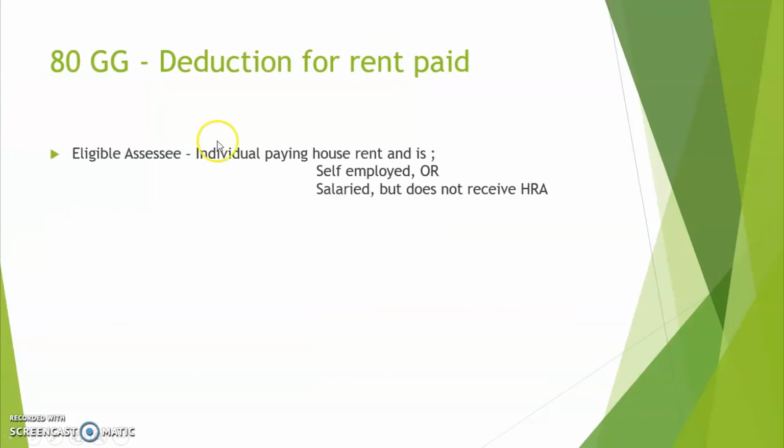So first of all, as I said, the eligible assessee is an individual who pays house rent and can be either self-employed or salaried but does not receive HRA. Alright, so the party is an individual who pays house rent and does not receive HRA. That's an easy way to remember.